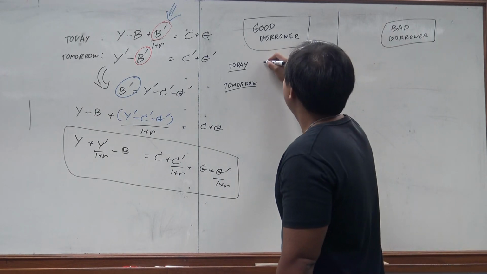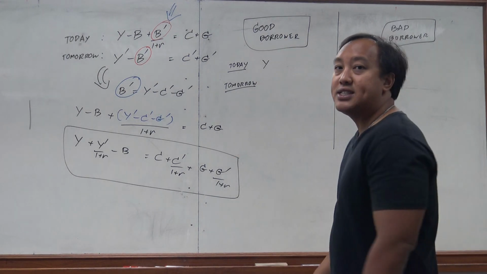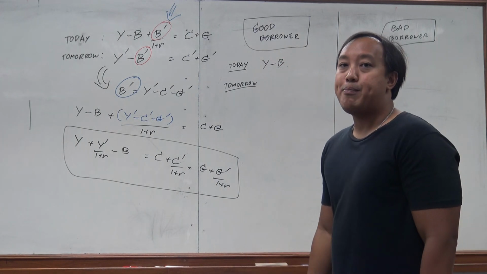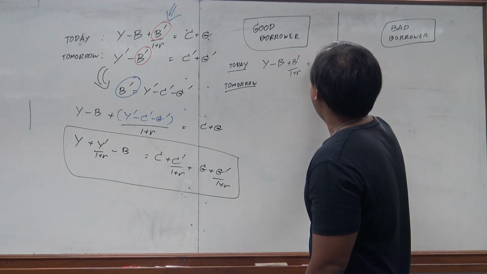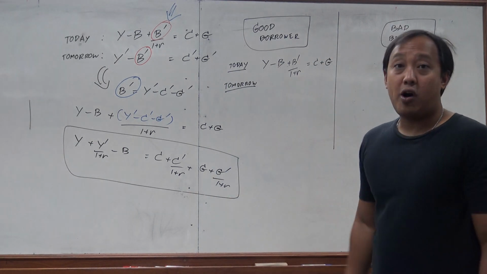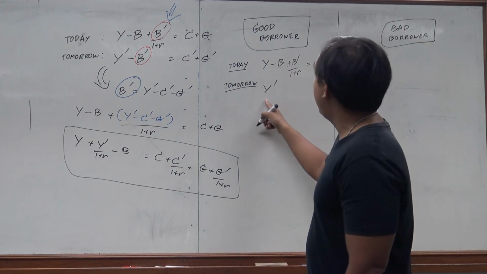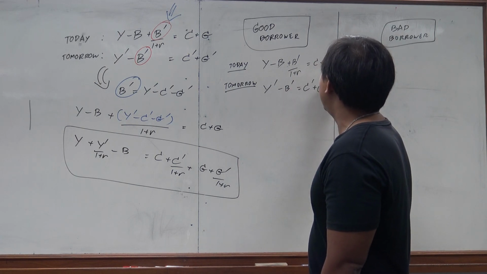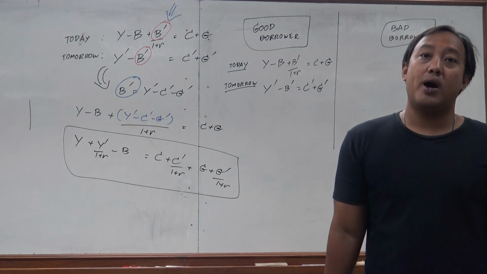you wake up, you produce something, you have GDP for today. Good borrower, you pay back your debt on time, so it's going to be minus B. If you pay back your debt on time, you can borrow more, so plus B prime over 1 plus r, and then you can enjoy your spending. This is a good borrower. Then tomorrow you wake up, you produce something, you have GDP for tomorrow, you pay back your debt for tomorrow, and then you enjoy spending for tomorrow. This is a good borrower, just like this one.